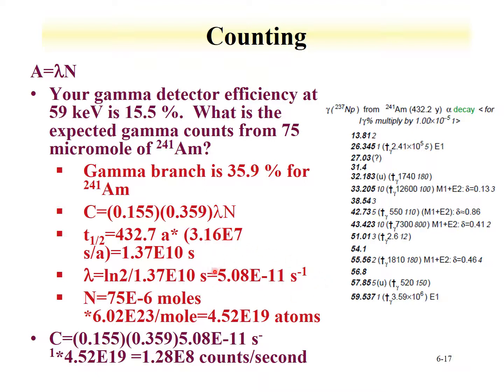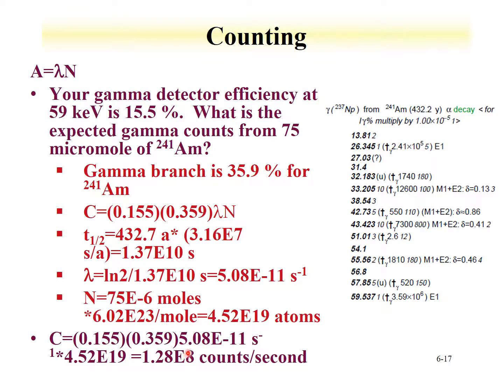N is the number of moles. Excuse me, N is the number of atoms, and I get that from 75 micromoles. So 75 times 10 to the minus 6 moles times Avogadro's number gives me 4.5 times 10 to the 19th atoms. And I plug all these terms into the equation.